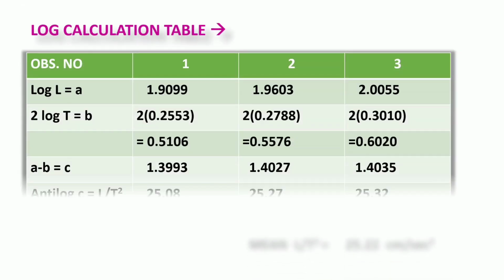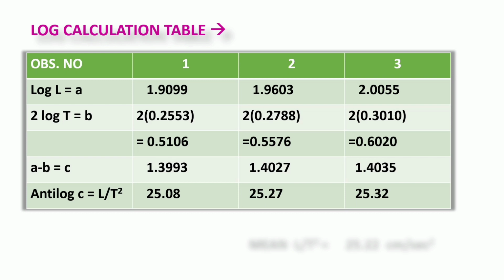Now this is the log calculation table to find the ratio L by T square. So first we will find out the log of length, that is log L, which is equal to A. Then to find the T square log, we will multiply log T by 2, which is B. Then to find L by T square, we will subtract 2 log T, that is B, from A. So it is A minus B, which is equal to C. And then we will find the antilog of C to find L by T square.